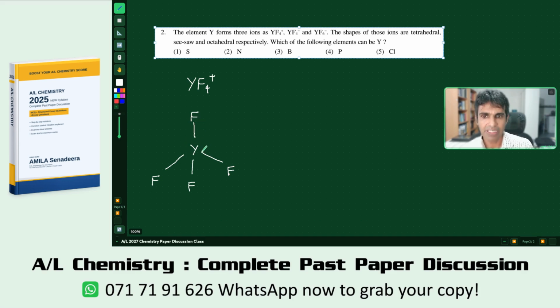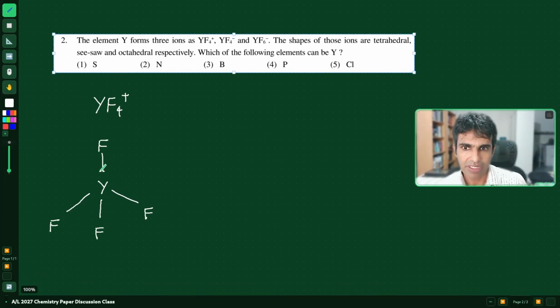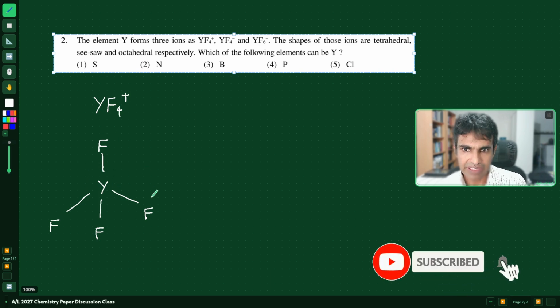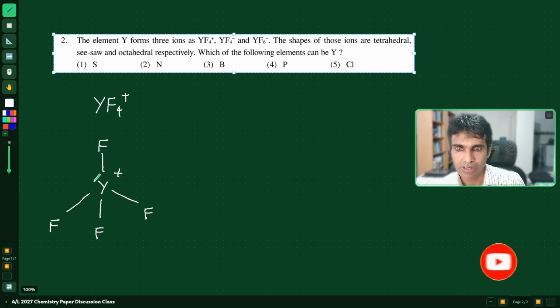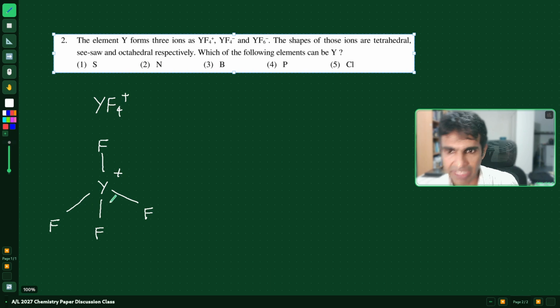That means it is the most electropositive or least electronegative atom in this ion. So positive charge should be on Y atom. So how many valence electrons are there when we consider the Y atom? 1, 2, 3, 4. As there are 4 bonds, there are 4 valence electrons.